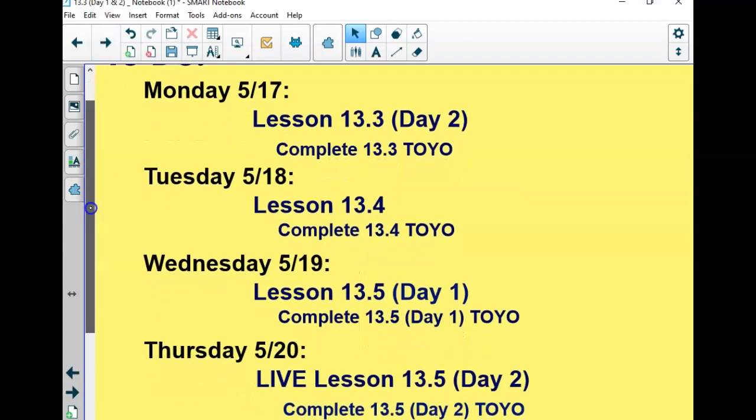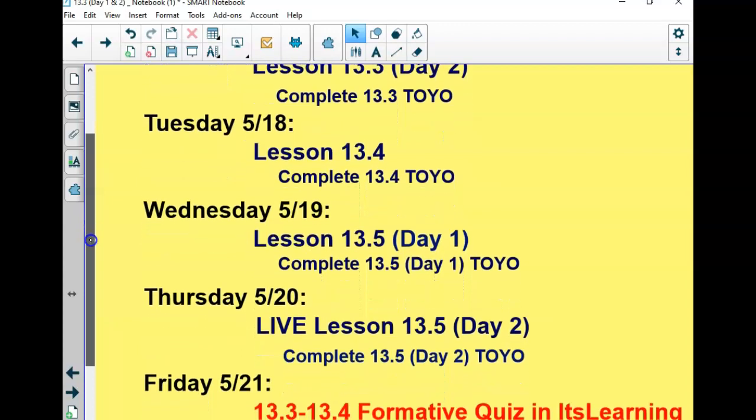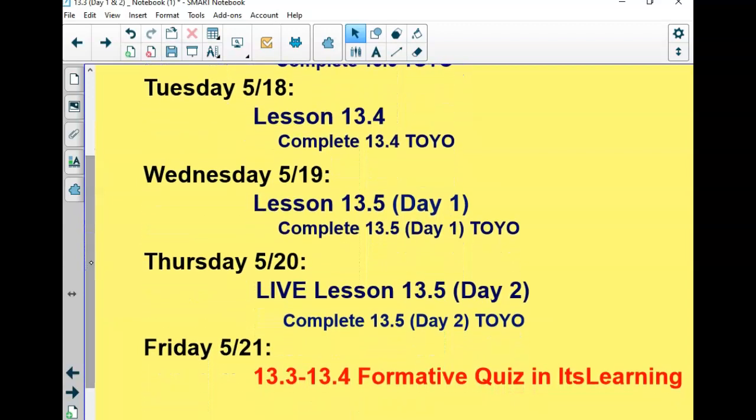Why is this not working? Here we go. Wednesday, 13.5, day 1 and day 2. And this Friday, again, you will have another formative that you'll be expected to take on Friday. Maybe we'll open it Thursday afternoon again and have you take care of it at that rate.